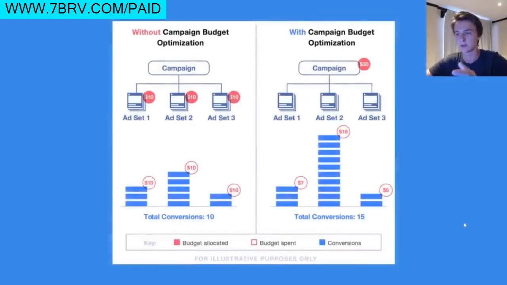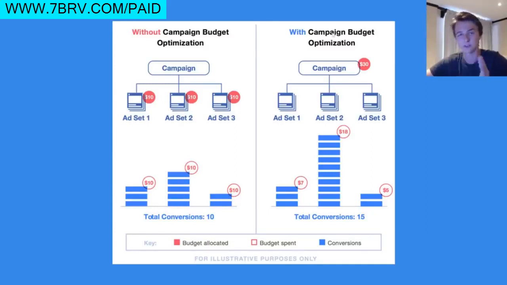This picture that I pulled from Facebook does a great job at explaining it. On the left here we have without campaign budget optimization. As you can see, there's no budget set for the campaign. The budget's set for each individual ad set. And no matter what the performance of these ad sets, it's going to spend that budget. So in this example, you would get 10 conversions here, even though ad set number 2 was performing better, right? Because this one got 5 conversions, this one only got 2.